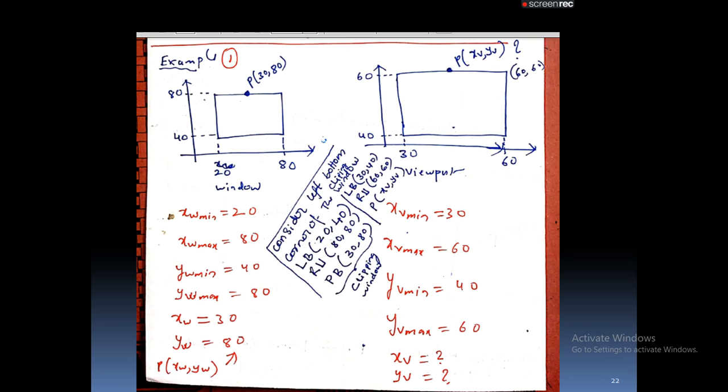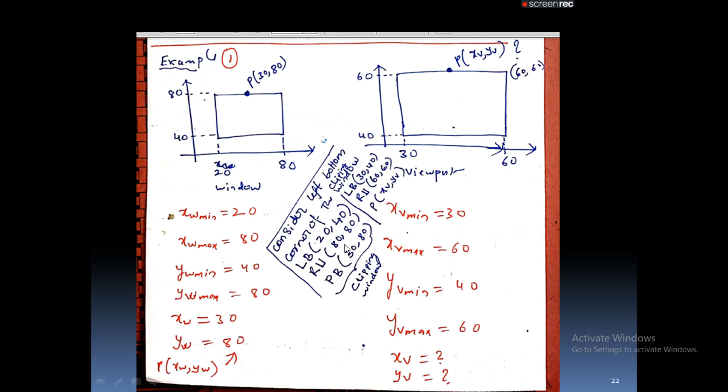Consider that two window positions are given. I will read it out: the left bottom corner of the clipping window is 20 comma 40 and the right upper corner of the clipping window is 80 comma 80. This is given, and one point is given on the clipping window. That point position is 30 comma 80.